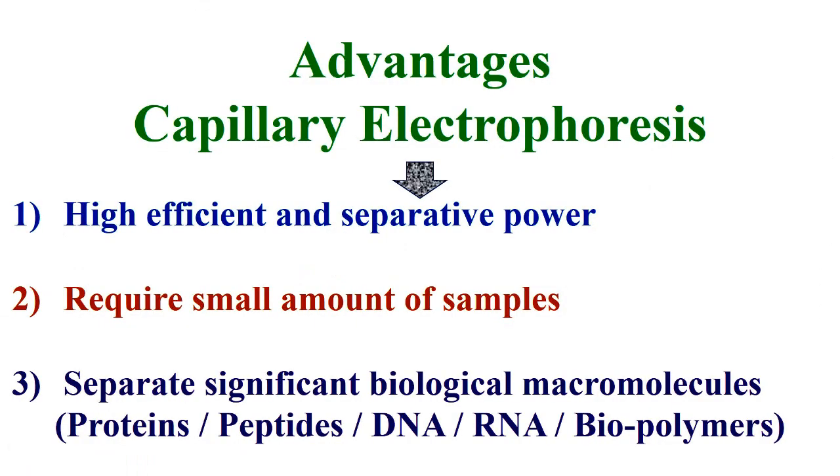Therefore, capillary electrophoresis is considered to have high efficiency and separative power, because it requires a small amount of sample to separate significant biological macromolecules, such as proteins, peptides, DNA, RNA, and biopolymers.